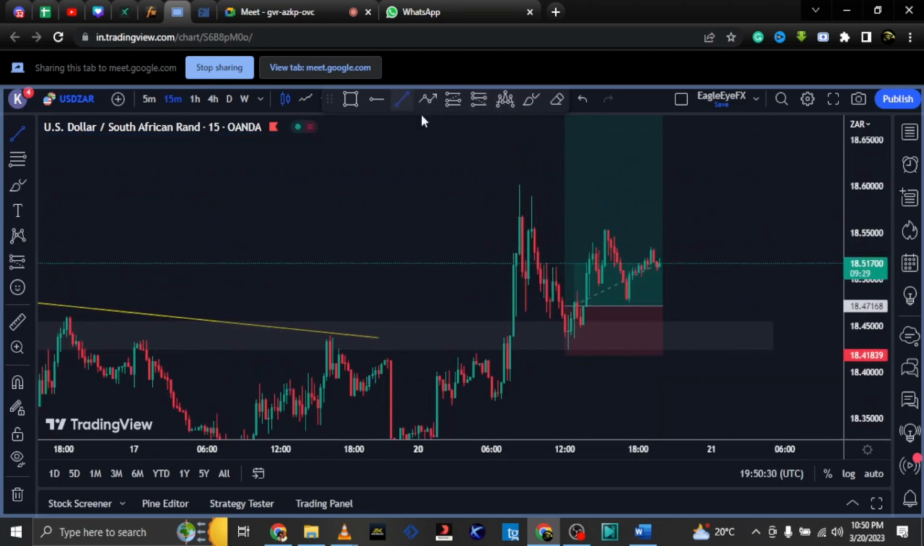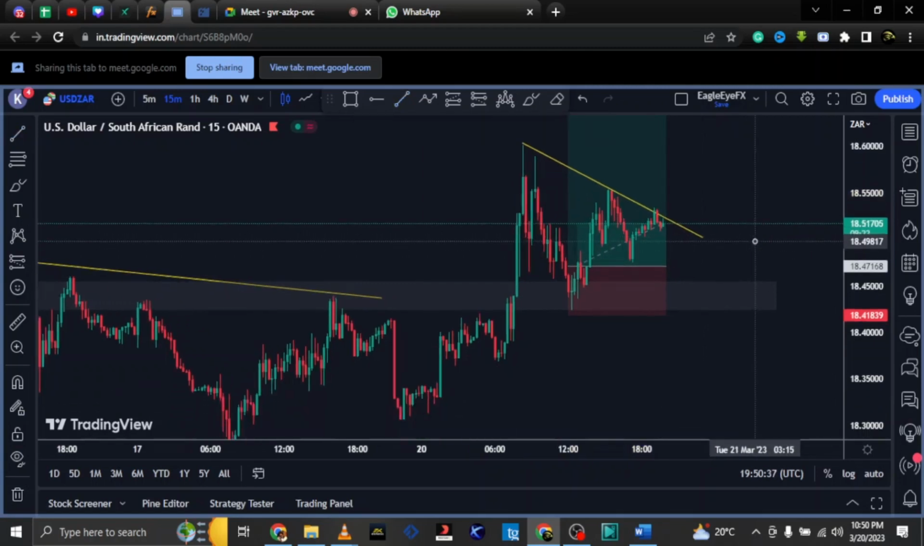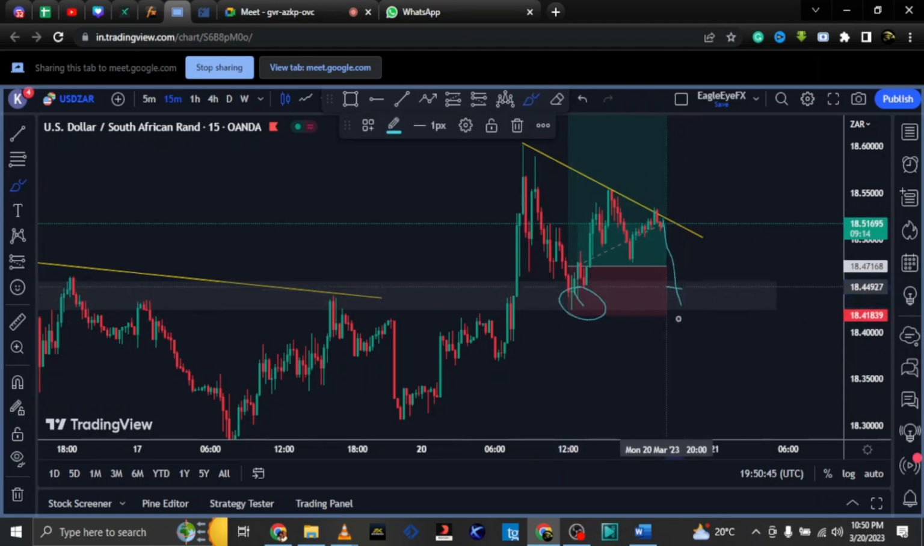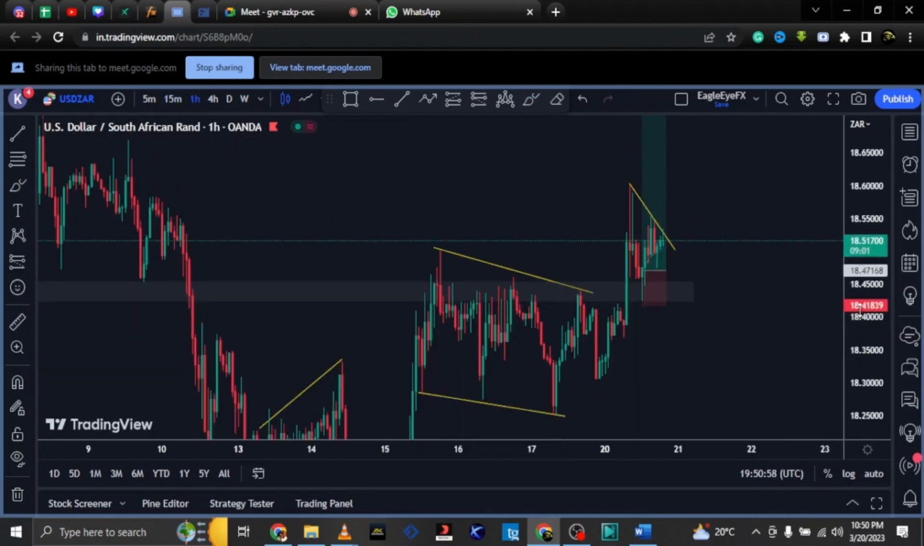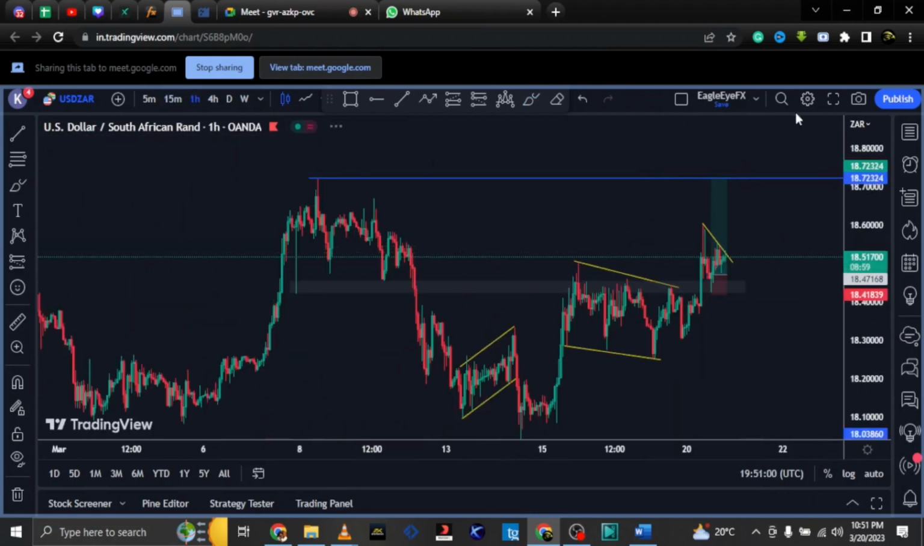Yeah, because if you look at this, something like that, maybe you can wait for a breakout and retest to go to the upside, or you can wait for it to come down and give you a double bottom before you move to the upside. So that's what I'm looking at on USD ZAR. A lot of people don't trade it, so I don't want to waste a lot of time on it.